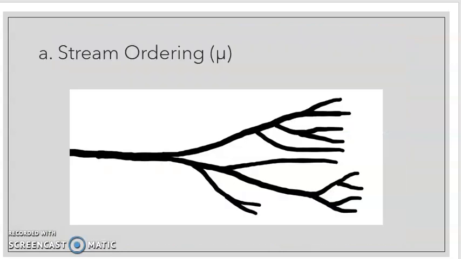Anyways, let's get to the first term, stream ordering. It's a method of indicating the level of branching in a river system. There are many approaches to this, but most commonly followed is Strahler method, in which the outermost tributaries are denoted as first order streams, and the order goes on increasing when two equal ordered streams join. So what happens when two streams of unequal order merge? Simple. The higher one gets carried along until it merges with an equal counterpart.